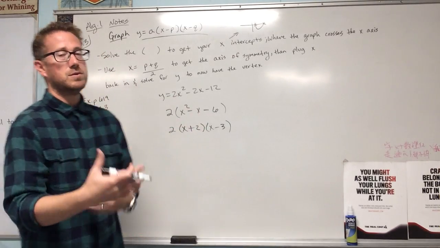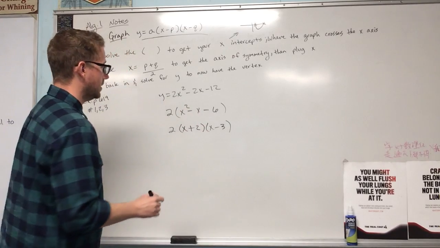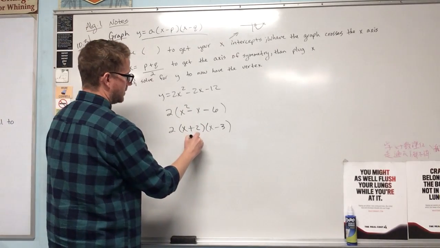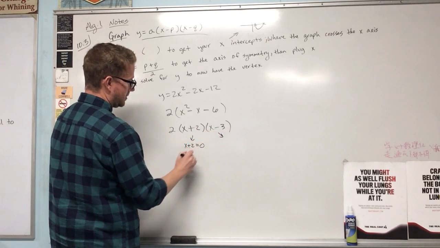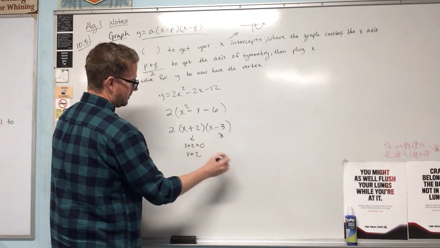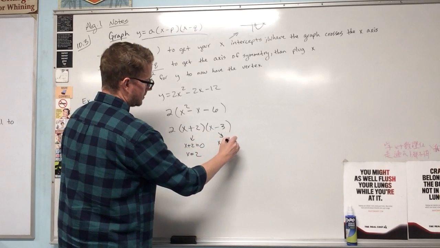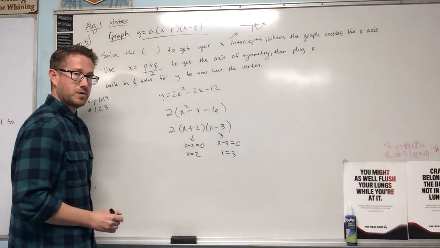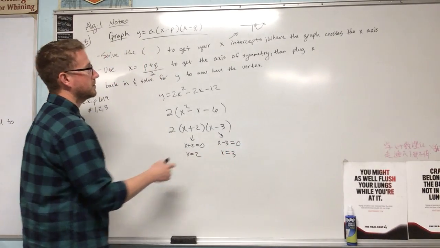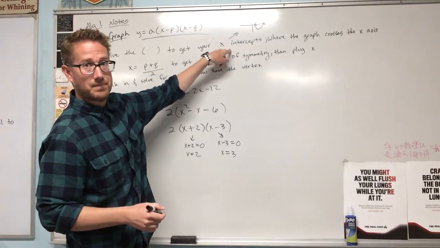Now, go back through and do the exact same steps that we've been doing. We're going to solve each of these guys here. So x plus 2 equals 0. X is -2. X minus 3 equals 0. X is 3. Okay? What did I just get here? I got my x-intercepts. Okay?